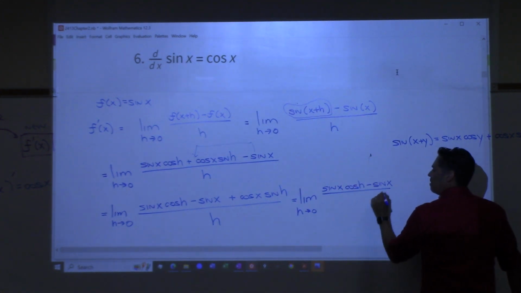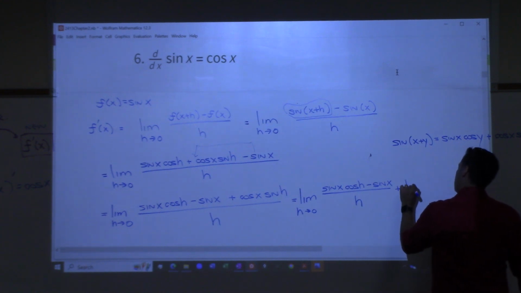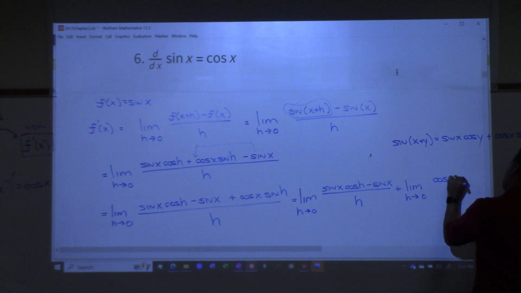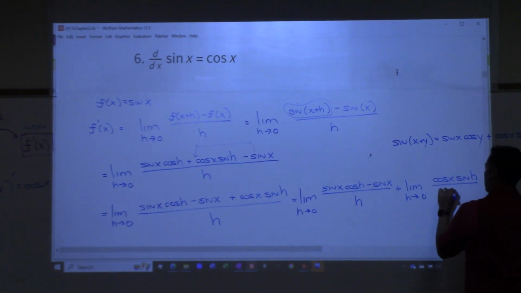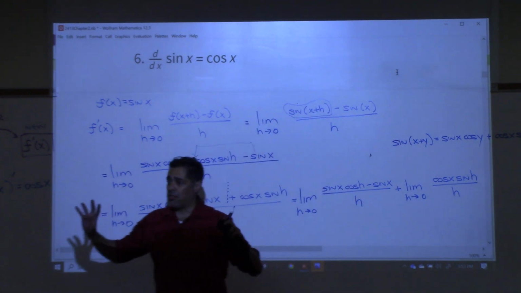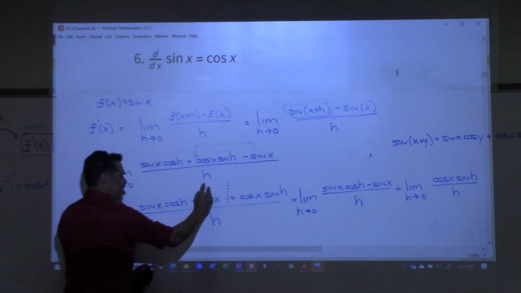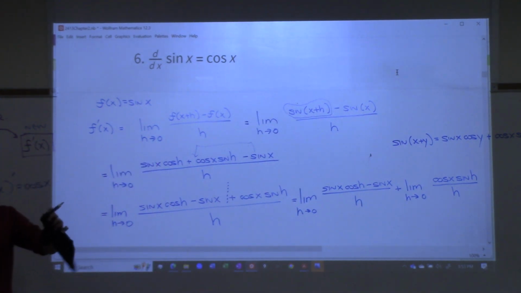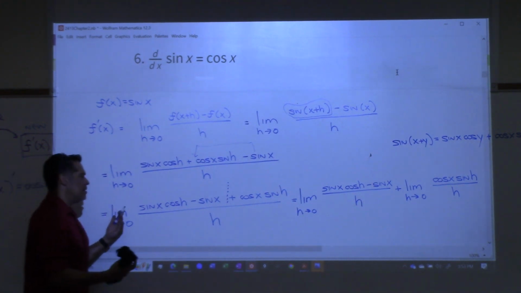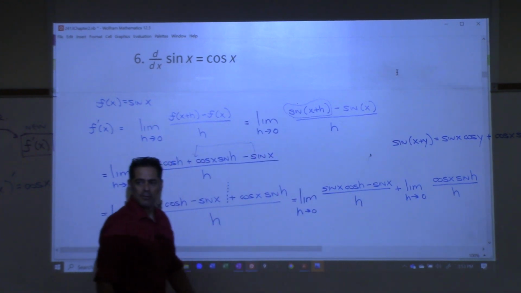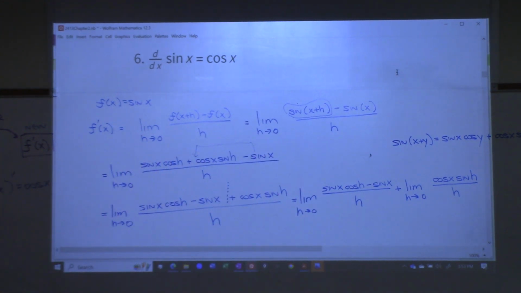So I'm going to do that plus the limit as h goes to 0 of cosine x sine h over h. So I've chosen right here to make two fractions. I did this over h, split it up, and did this over h. Am I allowed to do that with fractions? Yes? If I have the same denominator, I can split it apart? And then the way the limit works is that if you have addition, you can split it into two limits. So far, does that seem fair to you?